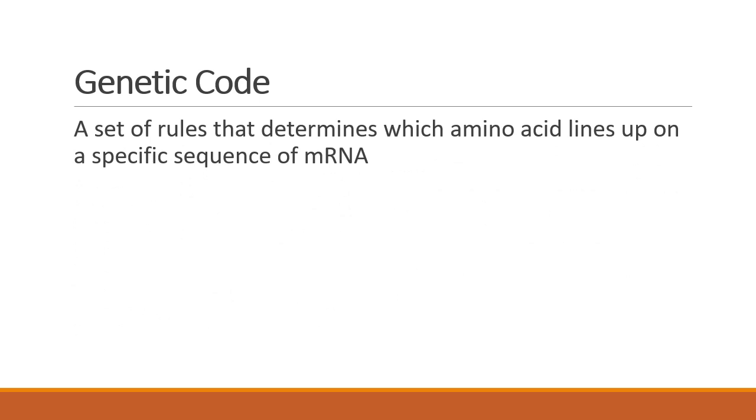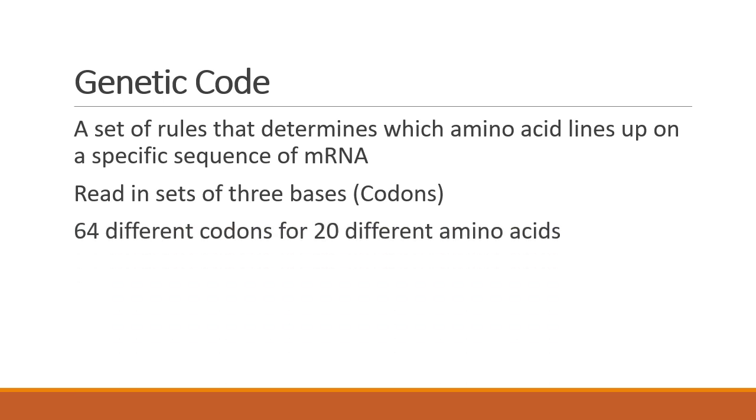The genetic code is a set of rules that determines which amino acids line up in a specific sequence of mRNA. It turns out your body knows how to read those 3 letters and turn them into an amino acid. And that's essentially what translation is. It's read in sets of 3 bases. Again, just to refresh, we call those codons. And there are 64 different codons for 20 different amino acids. That gives you quite a lot of possibilities and combinations, which is how we have such diversity in our bodies when it comes to proteins.